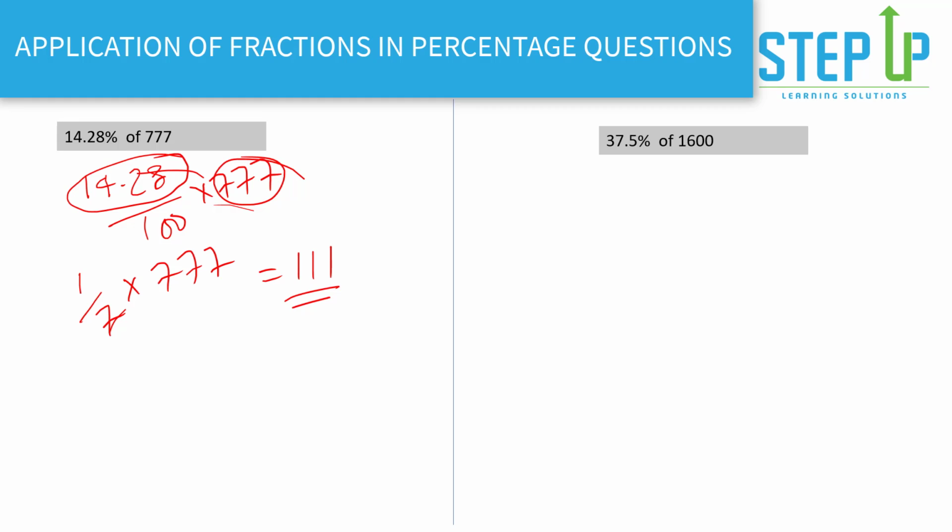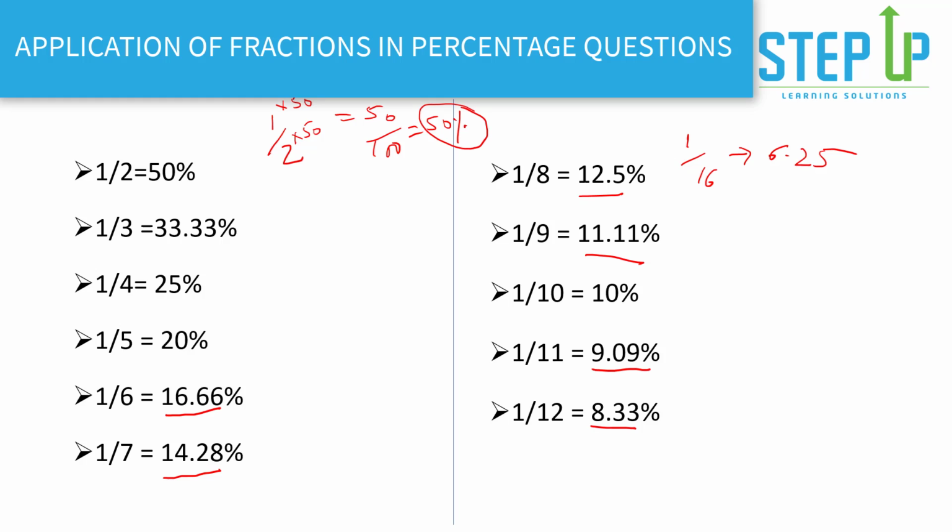Let's look at another problem. 37.5% of 1600. Now we learned a few ratios, but can you see a correlation here? Now 37.5.